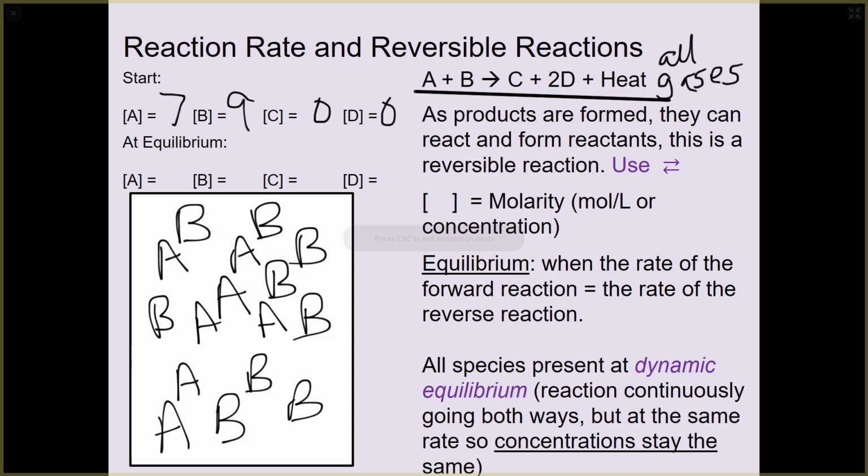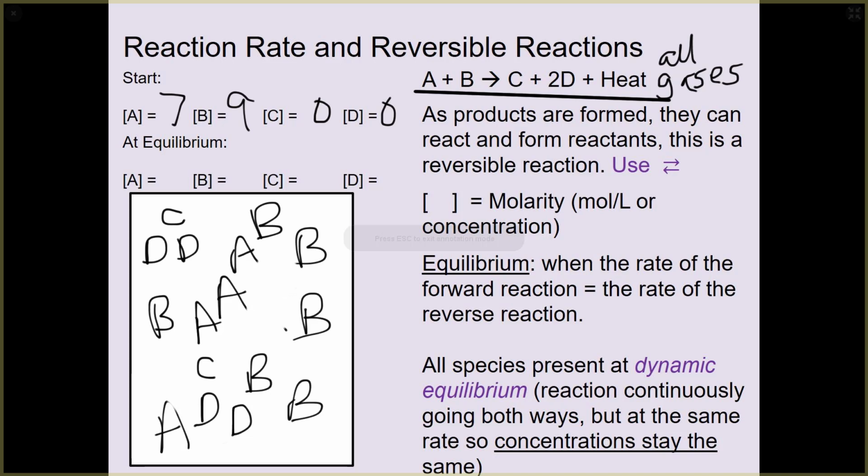Let's go ahead and assume that our A and our B in this top left-hand corner react. So I'm just going to erase it, and it makes a C and 2 D's. So I'm just going to randomly pick an A and a B, and I'm going to write a C and 2 D's. Now, in the real world, these would be constantly moving, but I just can't draw that. The concept I want you to get here is that our reactants are forming products.